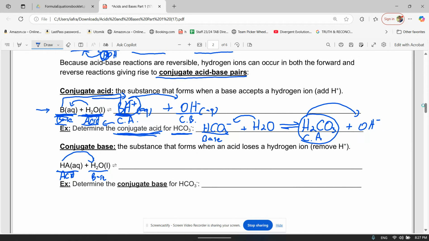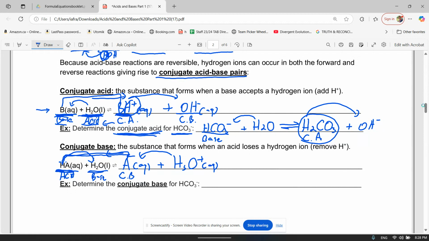So now, when the HA loses an H, it's going to become A minus because it lost an H plus, aq, plus the water is going to become H3O plus aq. If you played this in reverse, the A minus would receive an H, making that a base. So this is the conjugate base. This is the acid here, and its buddy is this conjugate base here. So these two are conjugate acid base pairs.